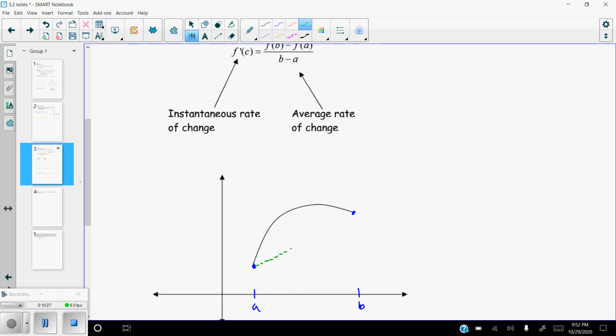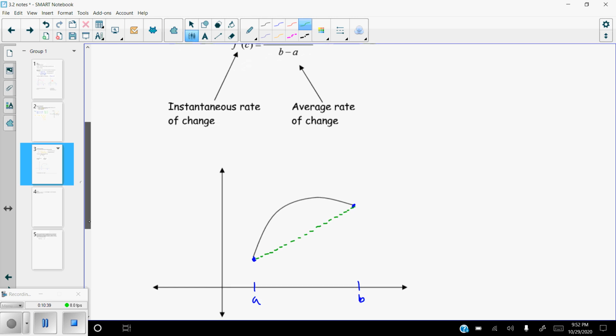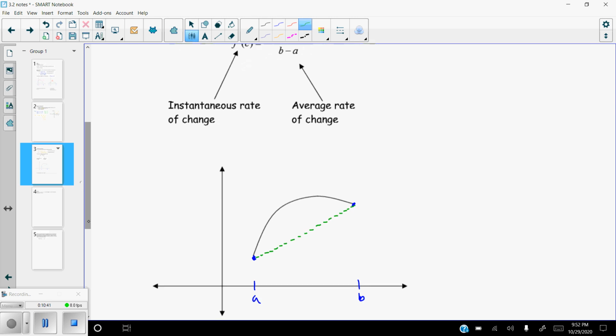the average slope from A to B, whatever that slope is, and you can easily find the average slope between 2 points, it's y2 minus y1 over x2 minus x1, which is the same thing as f of b minus f of a over b minus a. That average slope has to be the same thing as the instantaneous slope at least 1 point in between A and B.